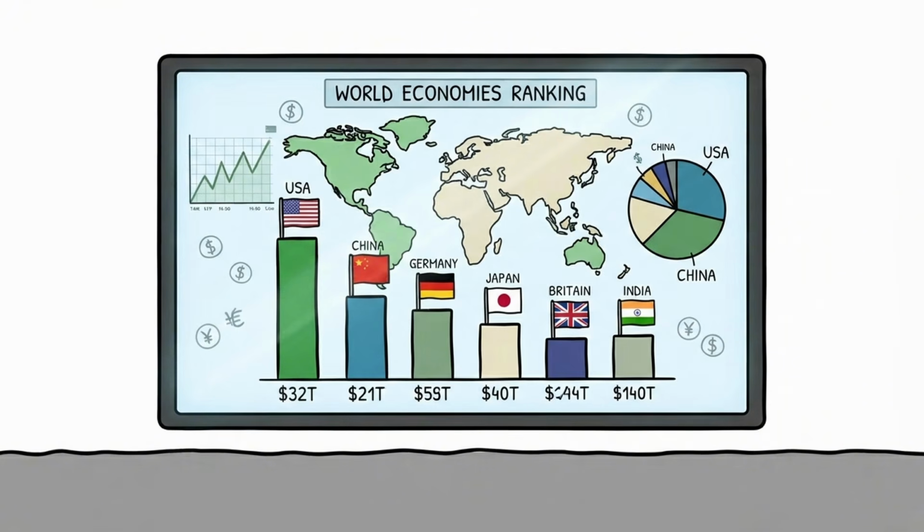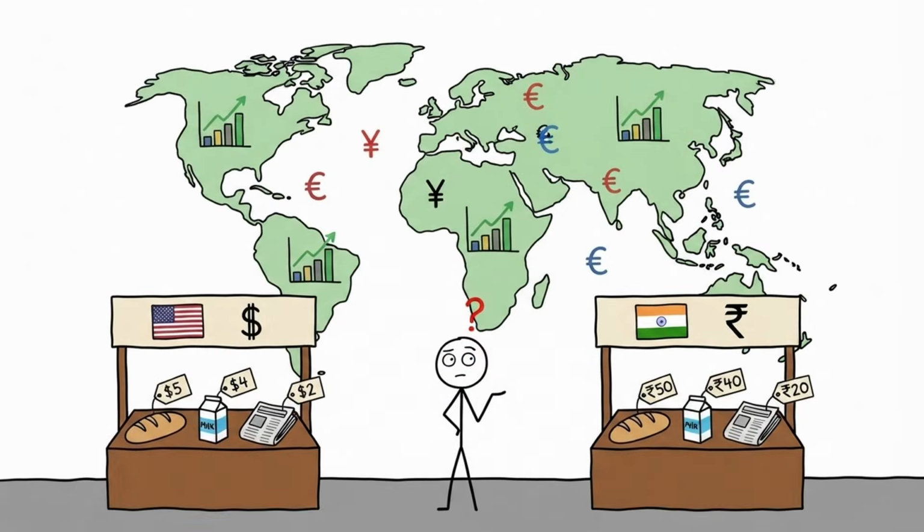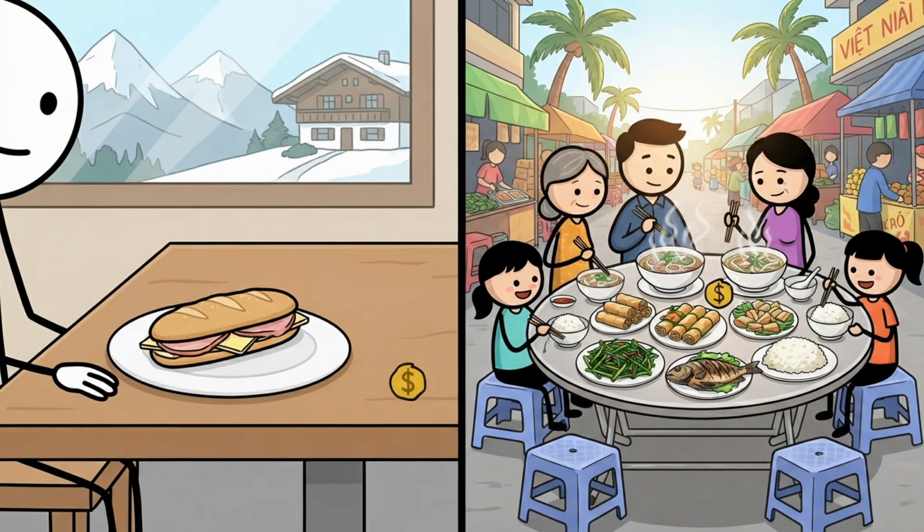The United States first at around $32 trillion, China second at about 21 trillion, then Germany, Japan, Britain, and India. That's nominal GDP converted into dollars at market exchange rates. But there's a problem. A dollar doesn't buy the same thing everywhere. $10 in Switzerland might get you a sandwich. $10 in Vietnam might get you dinner for the whole family. Same $10. Completely different life.